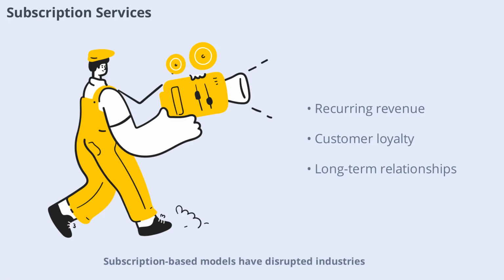Subscription-based models have disrupted industries from entertainment to food delivery. By offering ongoing access for a recurring fee, companies build predictable revenue streams and foster customer loyalty. Examples include Netflix, meal kit services, and even car subscriptions. This model shifts the focus from one-time sales to long-term relationships.